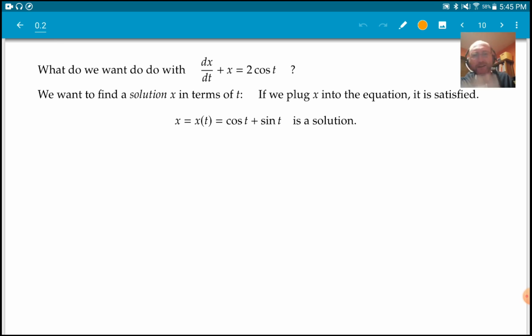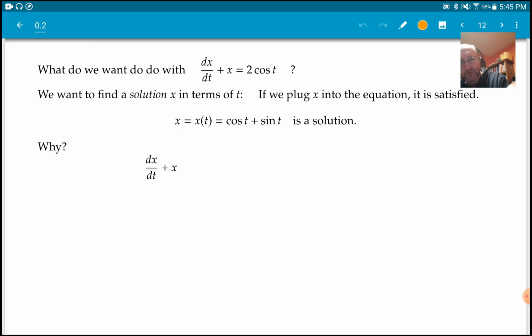We could guess it maybe. Maybe we guessed that it's cosine t plus sine t. So we claim that this is a solution. How do we know it is a solution? Well, we plug it in.